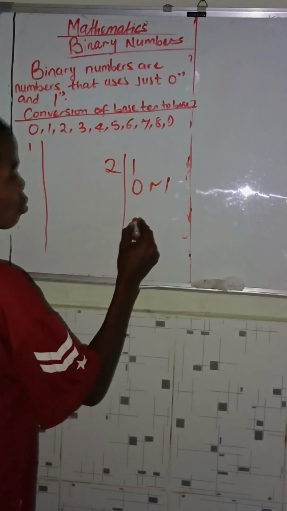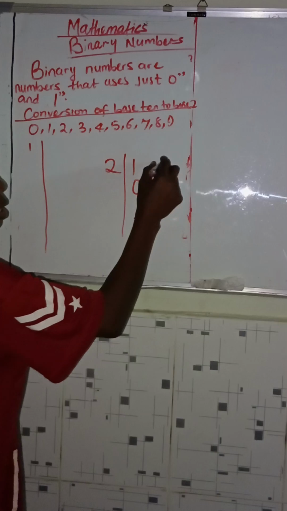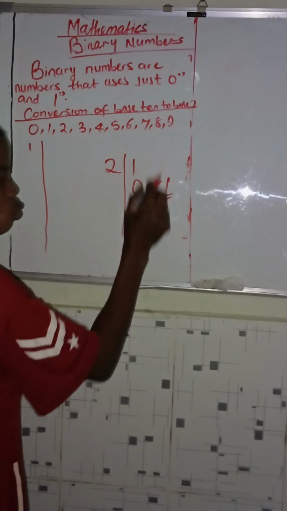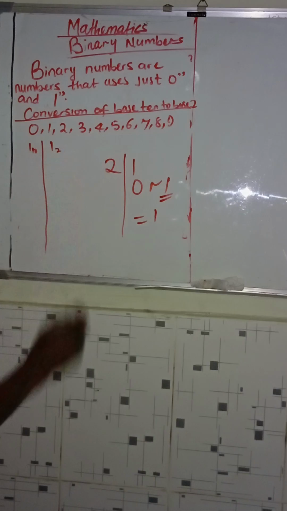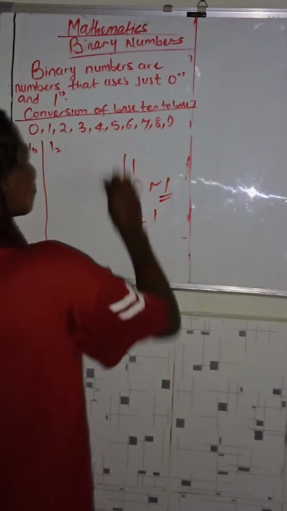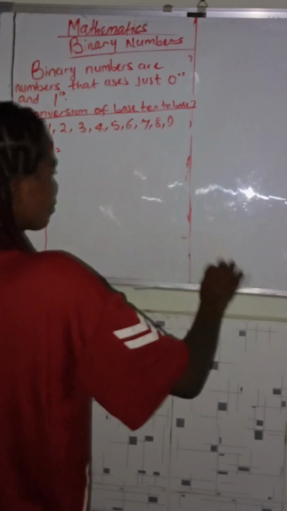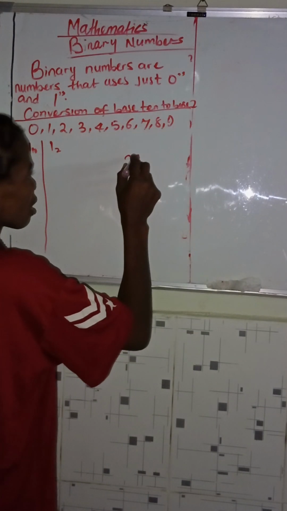Don't forget, I said it's the remainder we use in binary. That means what do we have here? Just 1. So 1 base 10 is the same thing as 1 base 2. Do you understand that? All right. So let's move on to the next. We'll go for 2 and 3 before we proceed further.